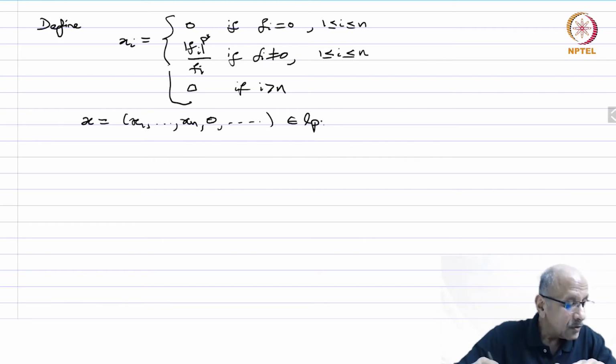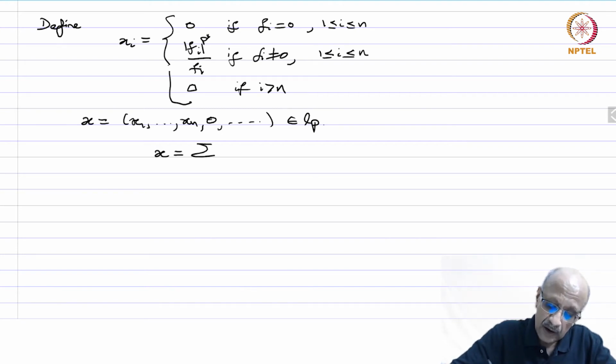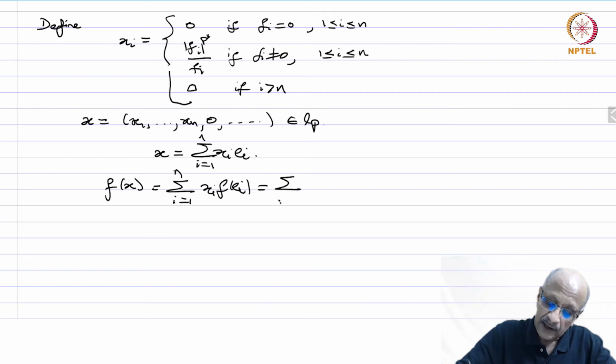And further you can say x is equal to sigma i equals 1 to n xi ei. Therefore, f is linear, so f of x equals sigma i equals 1 to n xi f of ei, which is equal to sigma i equals 1 to n xi fi.